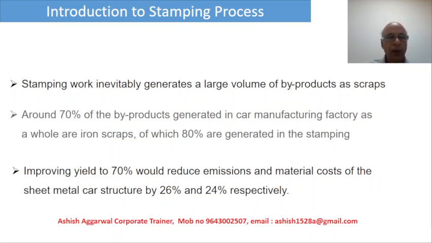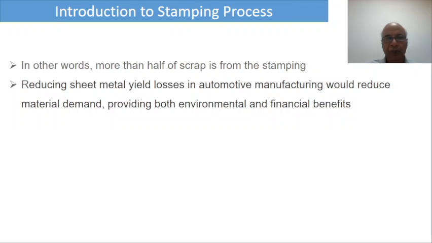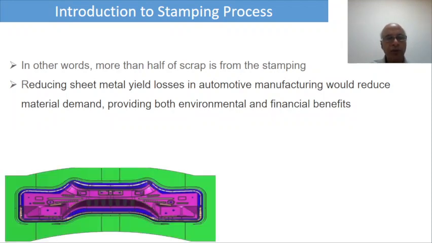So if we improve yield to 70%, that can reduce emission as well as material cost to the company by 26% and 24% respectively. In other words, we can say half of the steel scrap generated in car manufacturing comes from the stamping process only. So if we reduce the loss of yield, or in other words improve the yield in the sheet metal part manufacturing process, we can provide both environmental as well as financial benefit substantially.